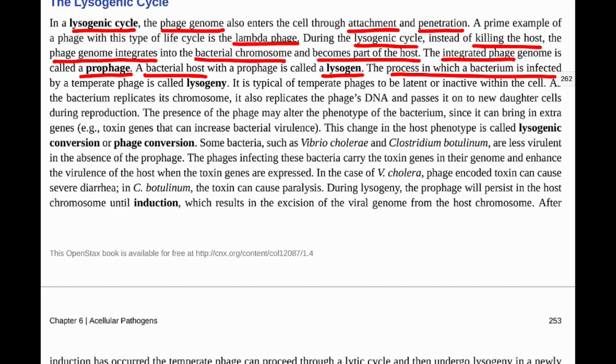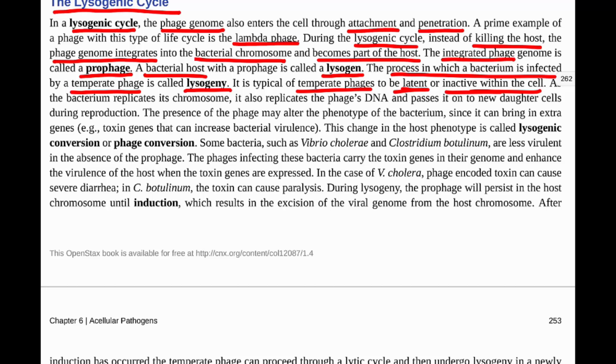Okay, so what we're describing here in the lysogenic cycle is what it looks like for a cell to have undergone lysogeny. It is typical of temperate phages to be latent or inactive within the cell. So at this point, our bacteriophage has attached to the bacteria cell, it has injected its DNA into the cell, and then it has integrated its DNA into the host DNA. And then at this point, it can be latent or inactive. It's not actively making copies of itself to then burst out.